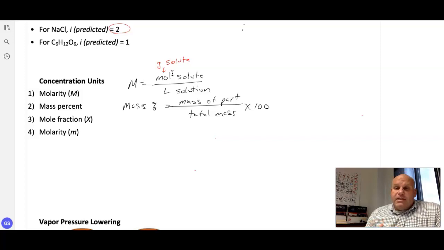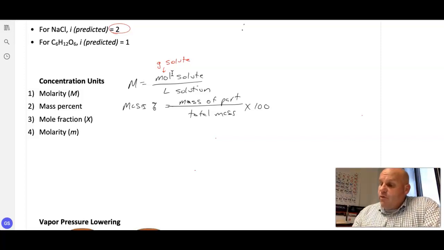Okay, the reason why I'm not distinguishing here between solute or solvent or solution is because it could be either. They could be asking the mass percent of the solutes or the solvent. So it's the part over the total, part over whole times 100 to get a percentage.